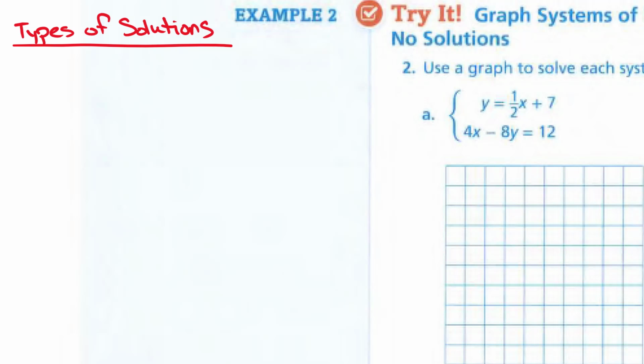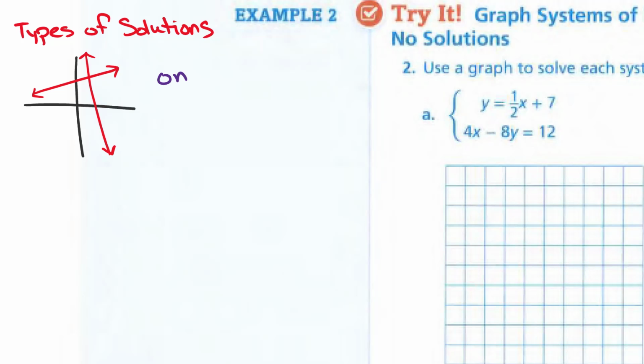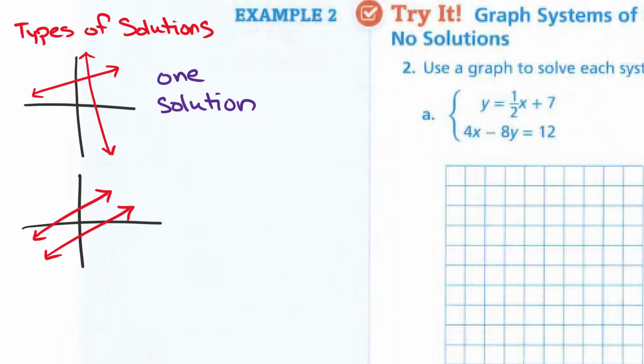Before we move on to example 2, let's look at some different types of solutions that we could see with two lines. The first type we could see is a one solution set. This is where you graph your two lines and they intersect in a single point. The second type you could see is a no solution set. This is when we have parallel lines.